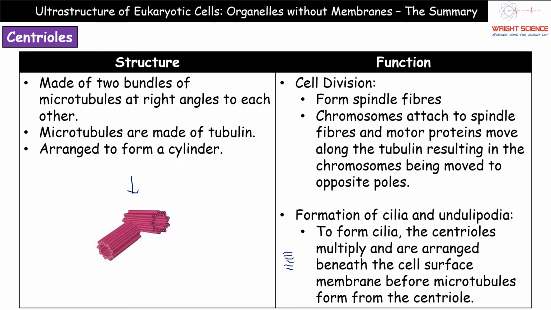So if you imagine that what's happened is just underneath that cell surface membrane, we've got our little centrioles multiplying, arranging themselves just under there. What they're then going to do is form these microtubules that are going to project out and take that membrane around them as they do so. So they're our little cilia.